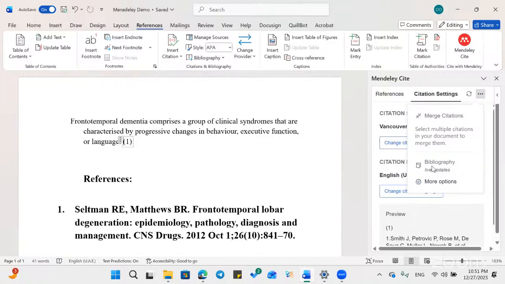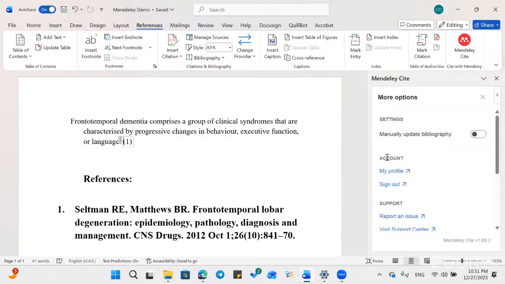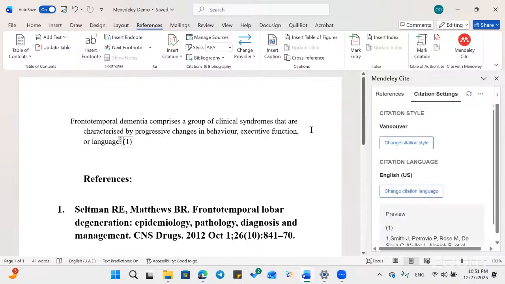Regarding the bibliography, you can see it's set to live updates. So this may slow down the device sometimes or make the document lag. If this happens, you can go here for more options and set it to manual update. This will stop the bibliography from updating while you work on your document, and when you finish, you can update the bibliography for the whole document.